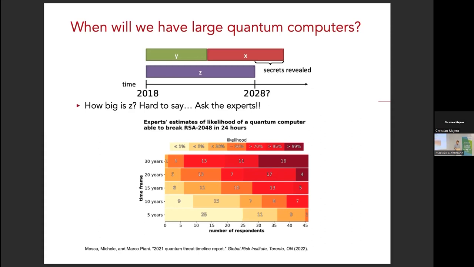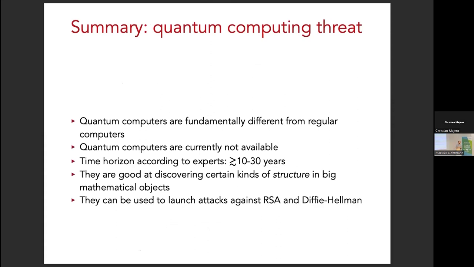So this concludes the first part of the talk. To summarize, quantum computers are fundamentally different from regular computers, and they are currently not available. The time horizon, according to experts, is at least something like 10 to 30 years. They are good at discovering certain kinds of structure in big mathematical objects, and that's basically what enables them to break cryptographic algorithms like RSA and Diffie-Hellman.